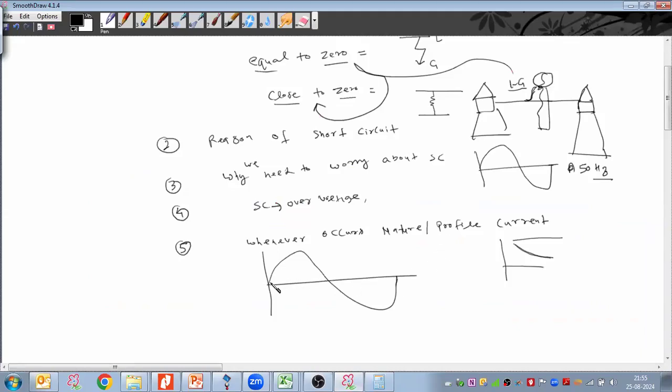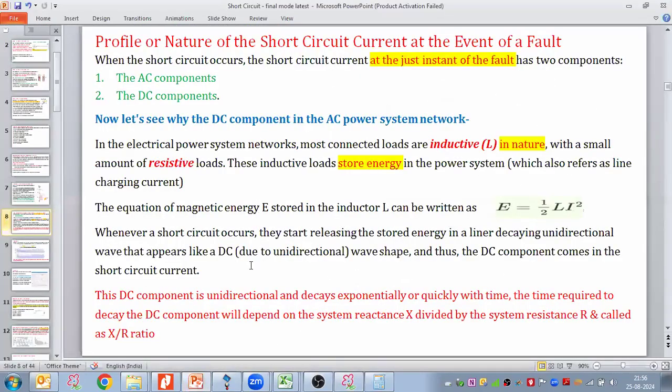Now I'm telling that at the instant when the time equals 0, when the fault just occurs, this AC plus there would be a DC component as well, that is decaying and unidirectional. So what we are doing, we are combining both, and then we developed a short circuit waveform. This short circuit waveform we will see just now.